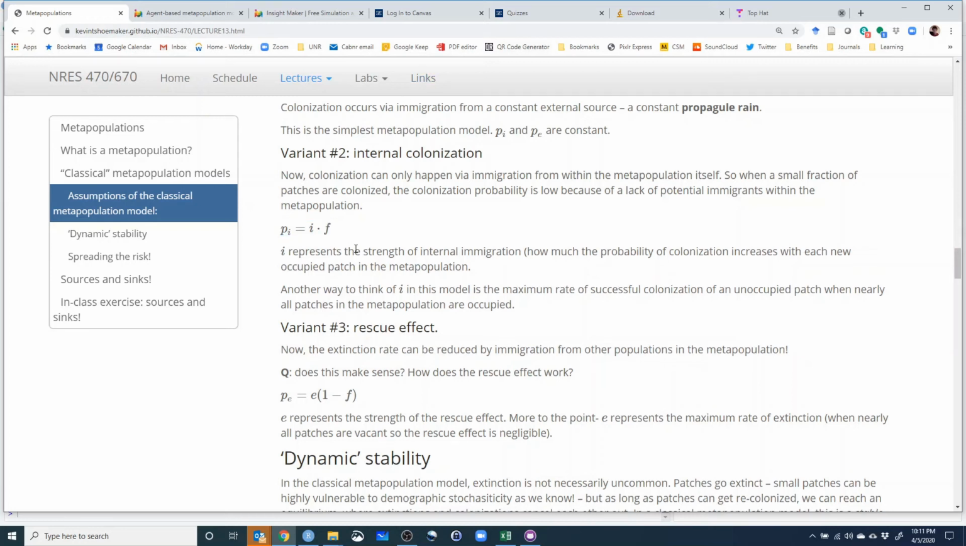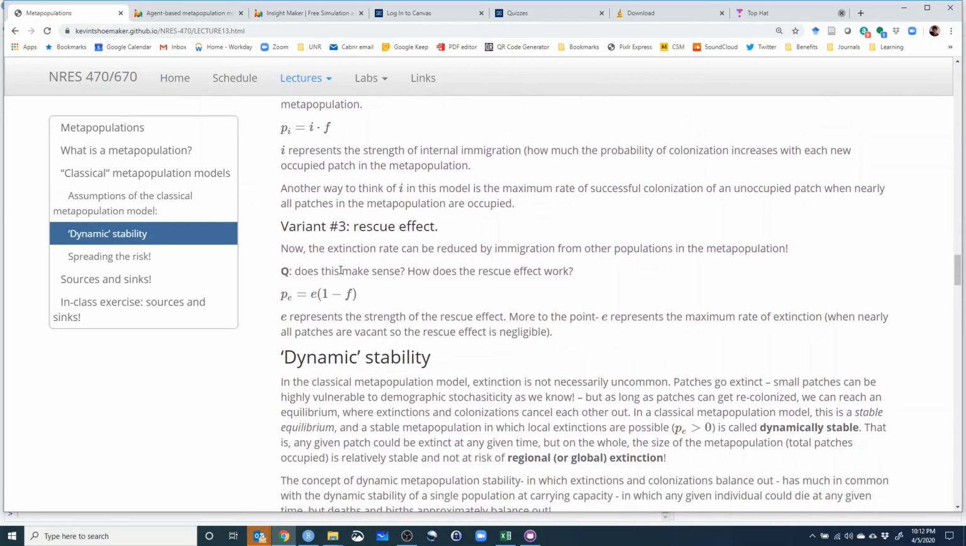And I here just represents the strength of internal immigration. And another way to think of it is that I, in this model, is the maximum rate of successful colonization of an unoccupied patch when nearly all patches in the metapopulation are occupied. So it's the maximum rate of successful colonization, essentially. We'll go through this in lab as well.